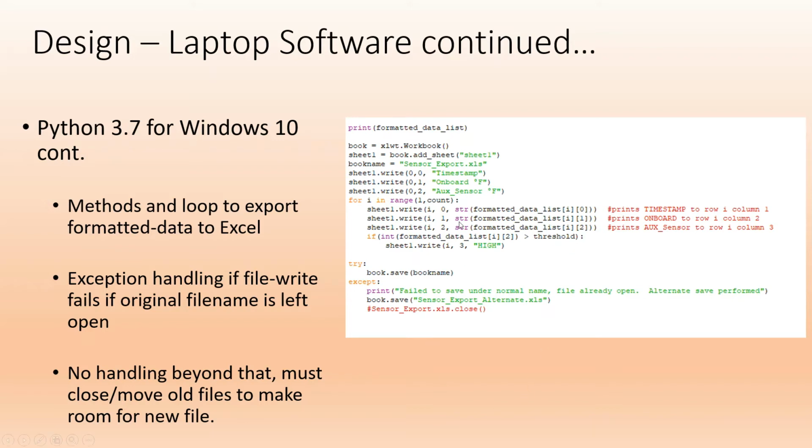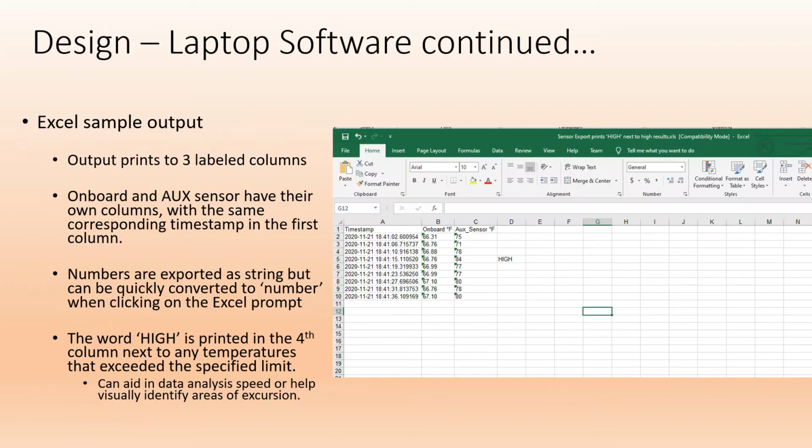Here's basically how the data is written to the sheets, and as long as the data is formatted well, it's fairly straightforward. Finally, the sample output here is what it's going to look like. The idea is it's got the timestamp, onboard, and aux sensors all put together, and it will print the word high in the fourth column if anything is above the limit entered by the user. This can help aid in the data analysis a bit, but overall you'll see this more in action in the demo that I'm about to show.